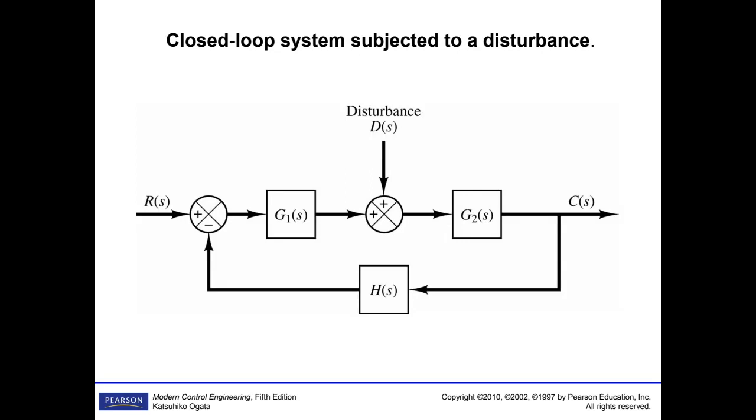Of course, we are not happy about disturbance. In order to reduce the disturbance effect, G1 and HS are all control. HS generally not, since it's a sensor, but G1 is controlled to do that. We have already solved those problems. You remember that?